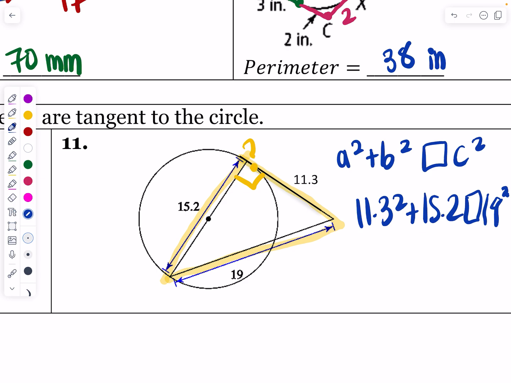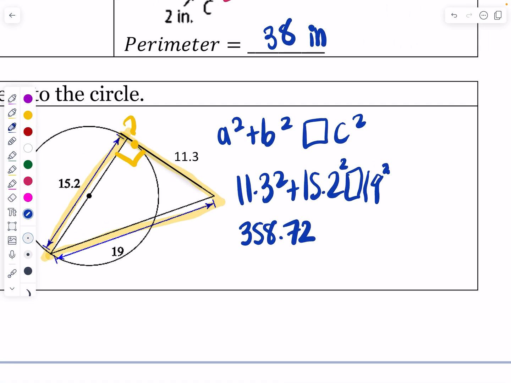11.3 squared plus 15.2 squared is going to give me 358.72. When you do, that is a horrible 9, sorry y'all. When you do 19 squared, you're going to get 360 something, 9 times 9, so 61. 19 squared is 361. So those are not equal. 358.72 is not equal to 361.